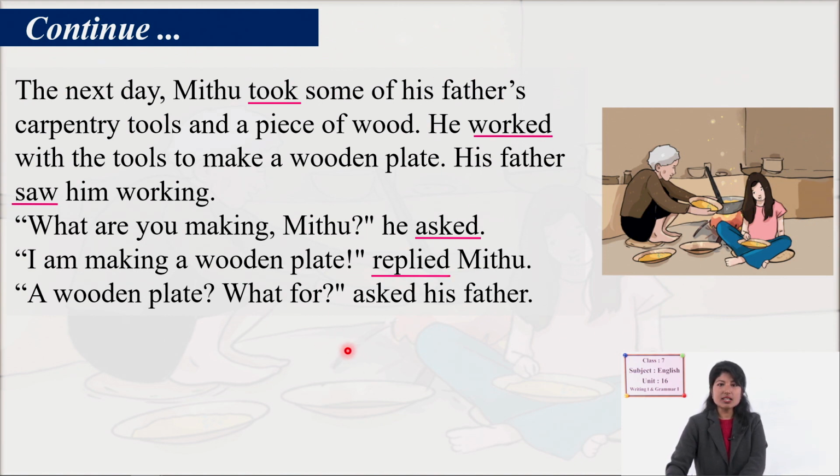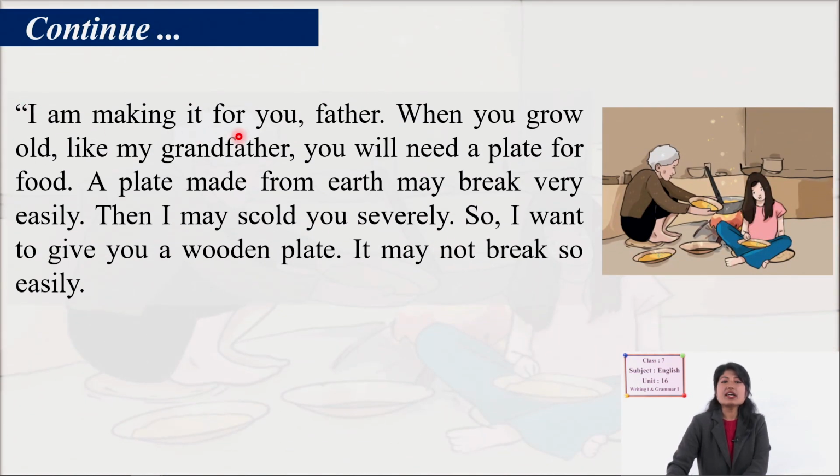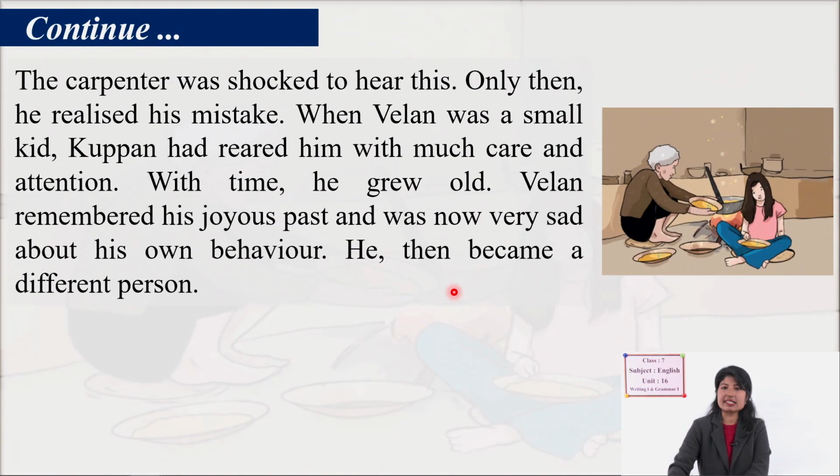Then next paragraph. "I'm making it for you, father. When you grow old like my father, grandfather, you will need a plate for food. A plate made from earth may break very easily. Then I may scold you severely. So I want to give you a wooden plate. It may not break so easily." Here, have you found past form? Yes, made. Okay, made. And some of the verbs already repeated, right? So made is here. Okay, now we will quickly move to next paragraph.